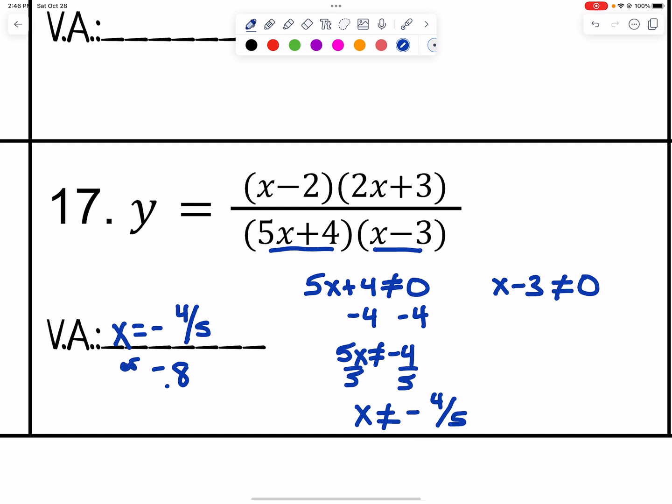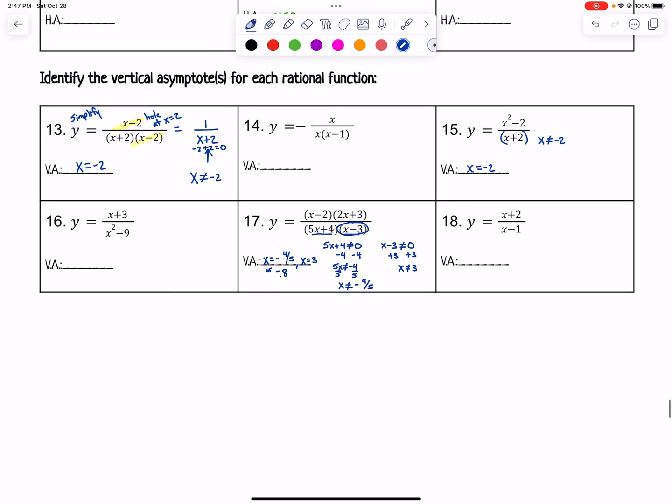Either way is fine. And then for the other one, if we add 3, or some of you just look at that and know that the restriction is at 3, and you don't have to use the whole equation. But we just have 2 vertical asymptotes for this problem, and that can happen. So x equals -4/5 or -0.8 and x equals 3 are both vertical asymptotes. So that should be enough to get you started on this practice.